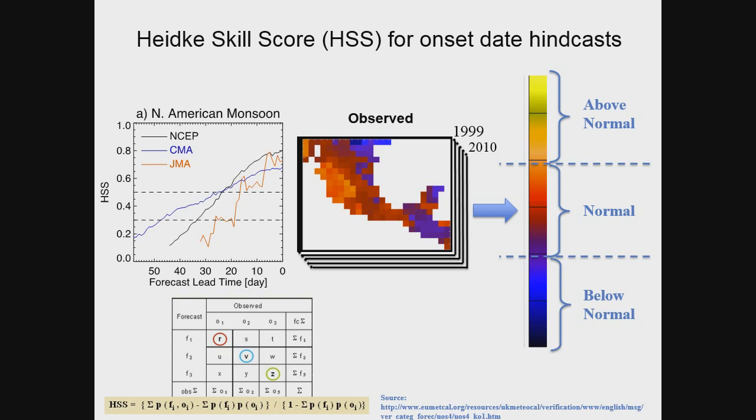So here I'm also showing 2 dashed lines here, 0.3 and 0.5. 0.3 is usually a common value for predictability skill, right? And 0.5 means that 2/3 of the simulations, the forecasts, fall within the observed tercile.